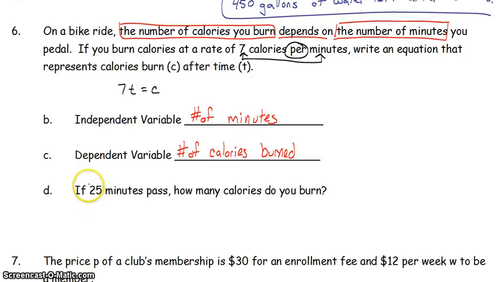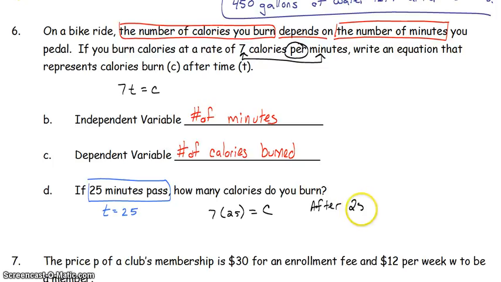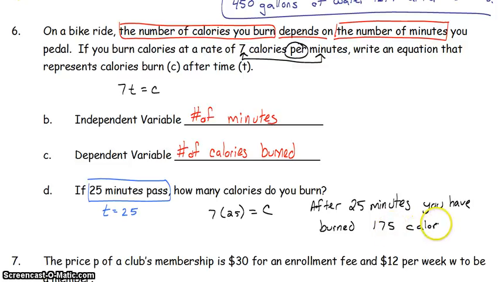So if you have been going for 25 minutes, T equals 25. 7 times 25 equals the number of calories that you have burned. So after 25 minutes, you have burned 175 calories.